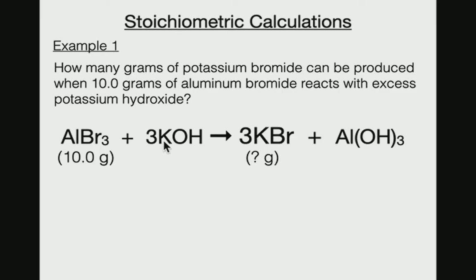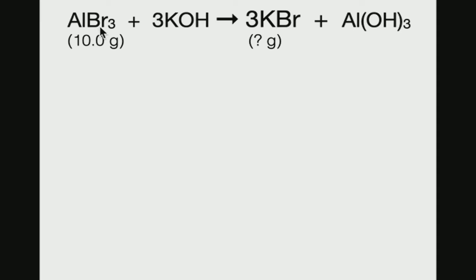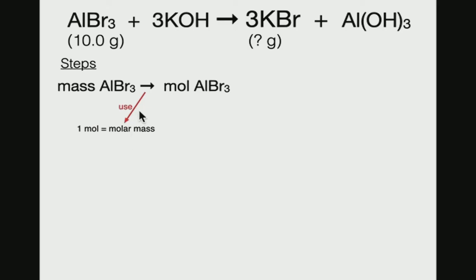Okay, now to do this, we're going to use a series of steps. Excuse me. So let me go to a new slide with that on the top. So it's the same thing on the top here. Okay, so the steps that we're going to follow, we're going to first convert grams of aluminum bromide to moles of aluminum bromide. To do that, we'll use the periodic table, the molar mass from the periodic table.